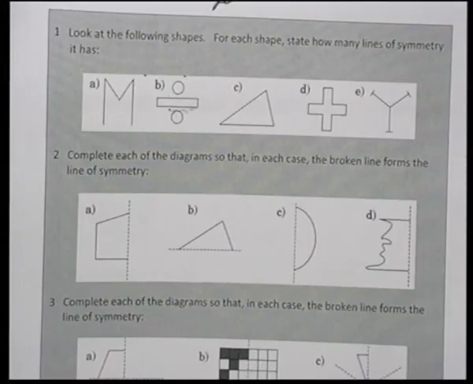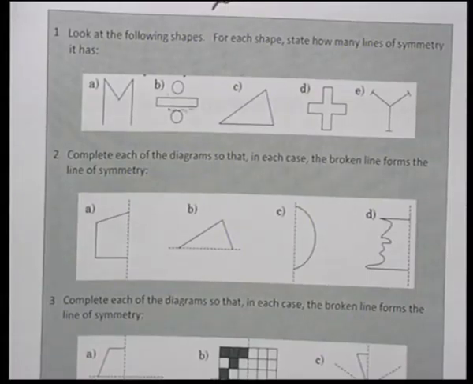Right, number two, complete each of the diagrams so that in each case the broken line forms the line of symmetry. So they must complete the picture. Very nice. And even number 3. They must also complete the diagrams.